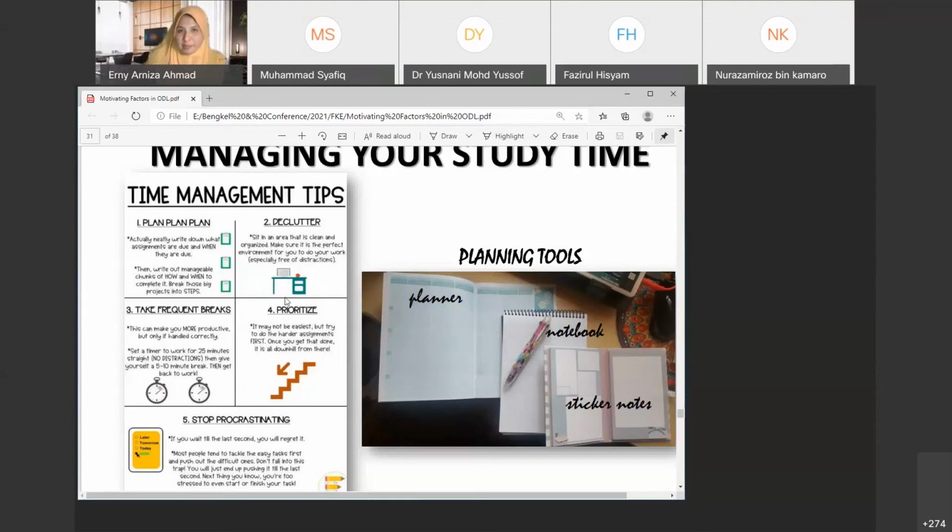Then prioritize. That's why we need to plan, so you know what to submit, when to study, and when there is a test. You need to prioritize things. And then, most important, stop procrastinating. Don't delay. Once you get it, do it straight away. Stop procrastinating. If you wait till the last second, you will regret it. Definitely. Last minute work will cause you anxiety and also stress.